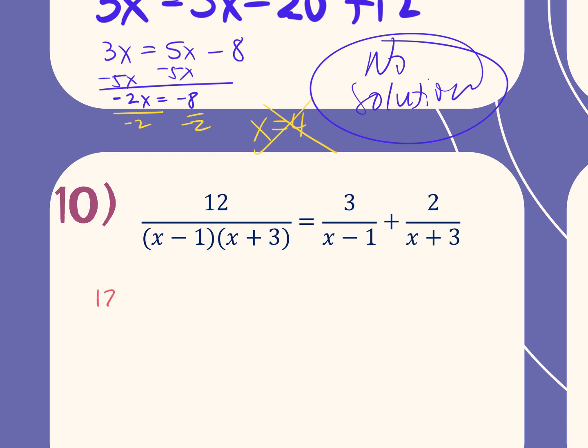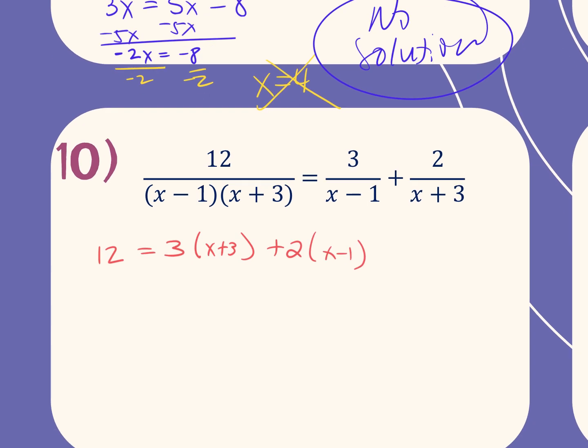12 needs nothing. We have the x minus 1 and the x plus 3. So equals, I have 3. My fraction of 3 has the x minus 1. What is it missing? X plus 3, good. Then I have plus 2. I have the x plus 3. What is it missing? X minus 1, good. And now we just math. So 3x plus 9 plus 2x minus 2.